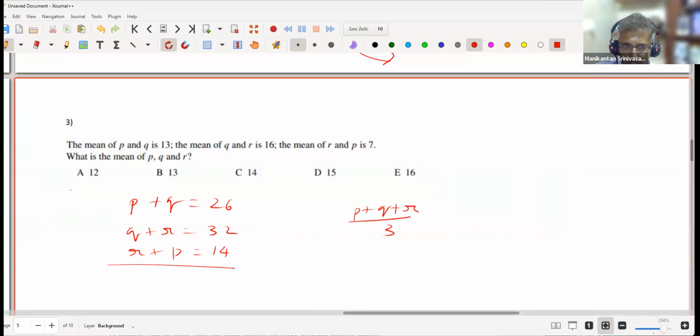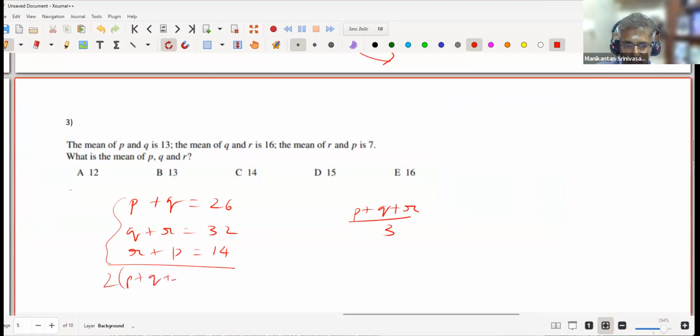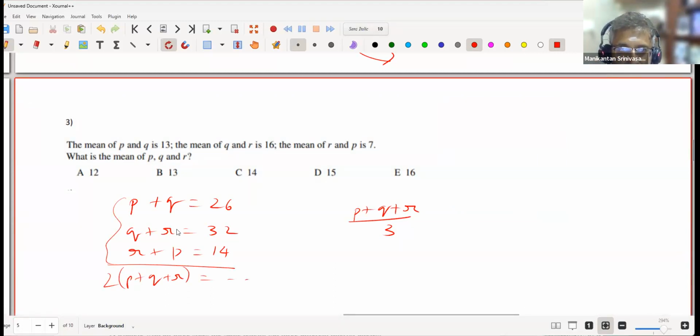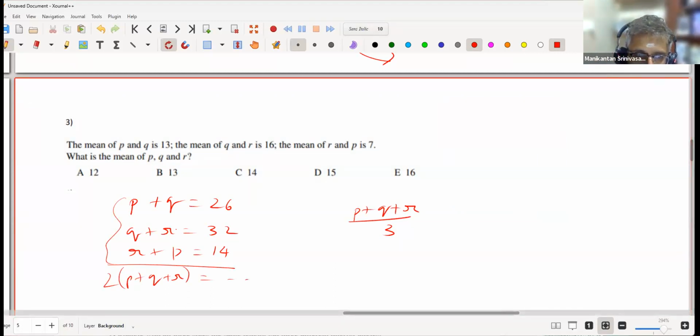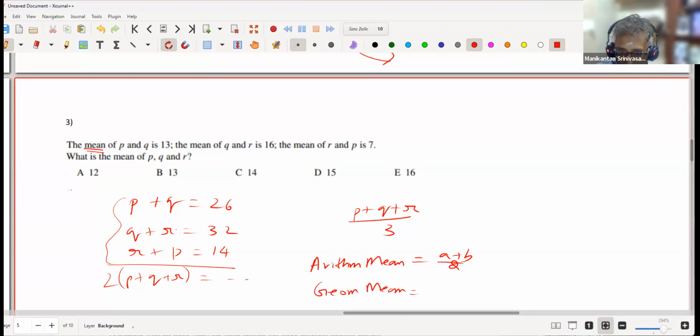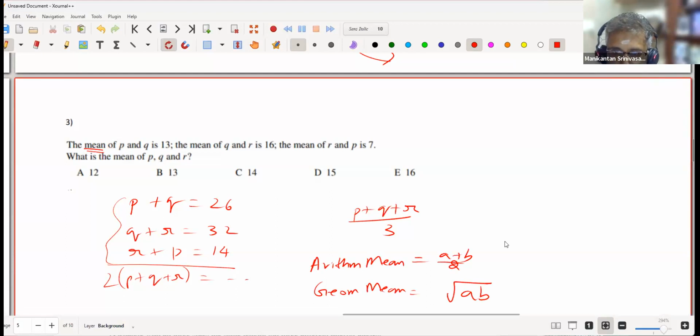So you don't have to solve simultaneously. Just because of symmetry, add all of them together. That gives 2 times (P plus Q plus R), and then that will give you (P plus Q plus R) by 3. So exploit symmetry. And it works in products also. When you say mean, it's the arithmetic mean or the simple mean. Arithmetic mean is (A plus B) by 2. Geometric mean, or GM, is the square root of AB.